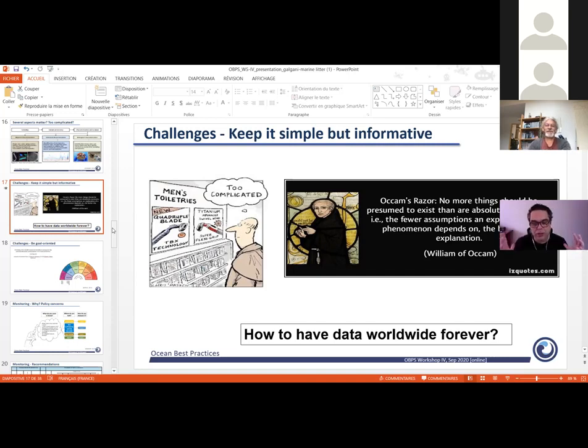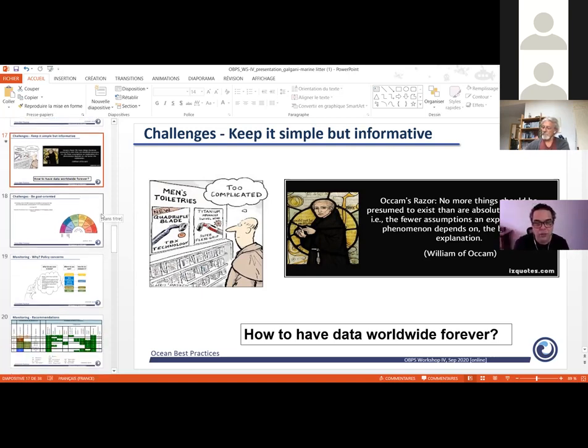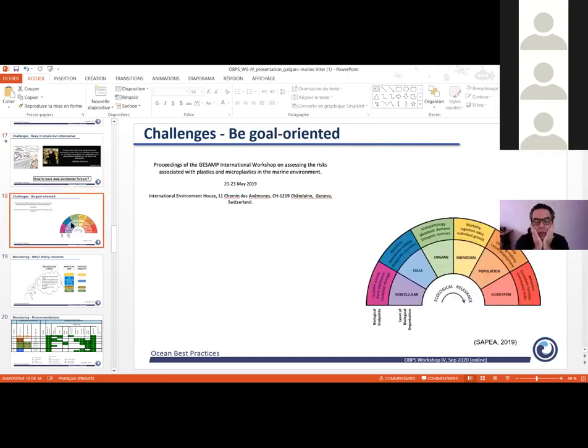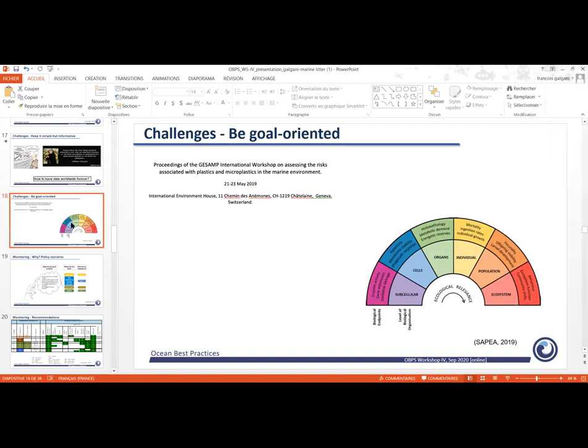So the question we need to answer here, in my opinion, is how can we have data worldwide forever? So if we start to produce indicators, it will be forever, and it should be or could be global, so that we have a global picture of what's out there. So that's the challenge. And then we have some challenges here. Next one. One of these challenges is to, from this workshop and the GESAMP report, link what we are going to measure to why we are going to measure. So the why we are trying to do that. And this is a very streamlined question that should be considered. I will come back to this issue in the next slide.